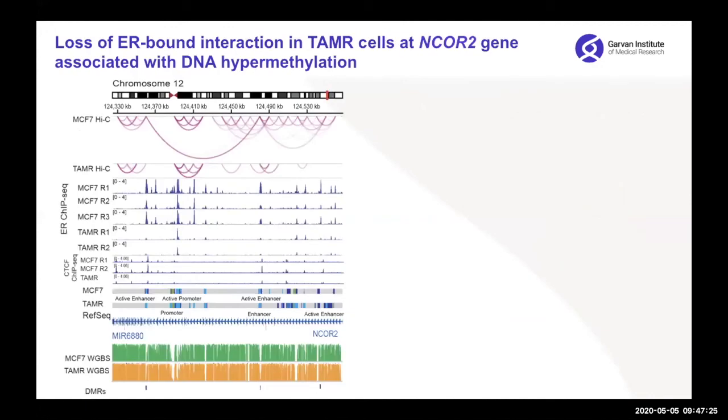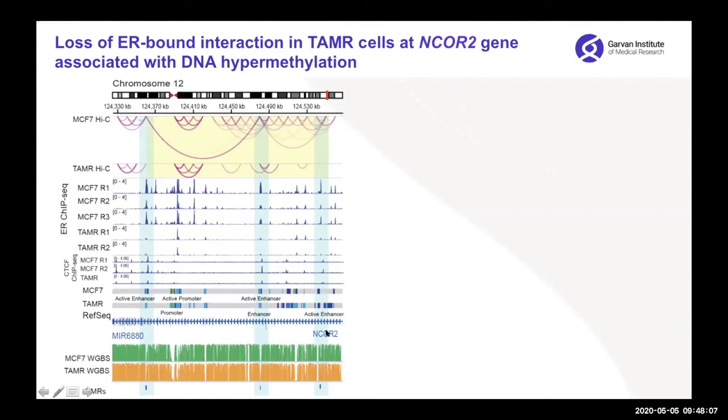So this is an example of a region where you can see loss of ER-bound interactions in tamoxifen resistant cells, which is associated with DNA hypermethylation. So again, in MCF7 cells, you can see those big long loops at the NCOR2 gene locus. And these loops are completely lost in the tamoxifen resistance. And if you look at the location of anchors of these lost loops, you can see that this is associated with loss of ER binding in tamoxifen resistant cells at all of these loops.